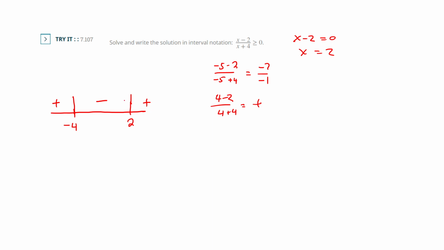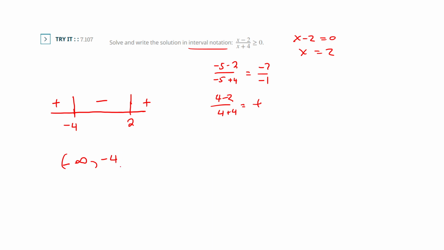Okay, so here's where it changes. When it gets to negative 4, it changes. When it gets to 2, it changes. Now, we wanted interval notation. We want the regions where it's greater than or equal to 0. So let's go through this again. We wanted positive again. So when we get through negative 4, it's positive.